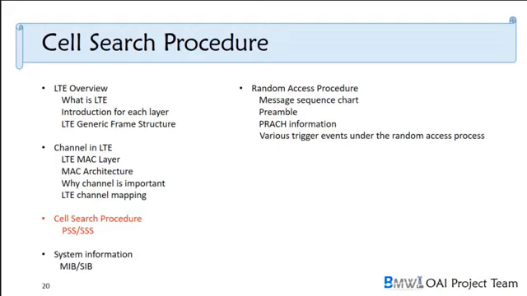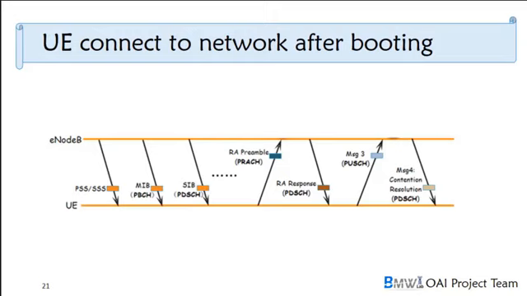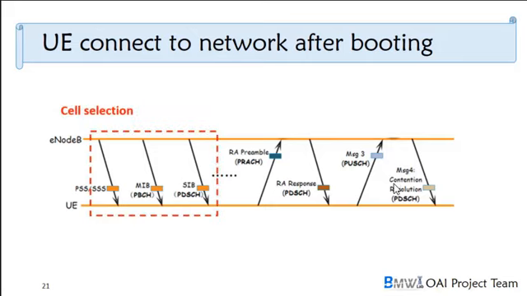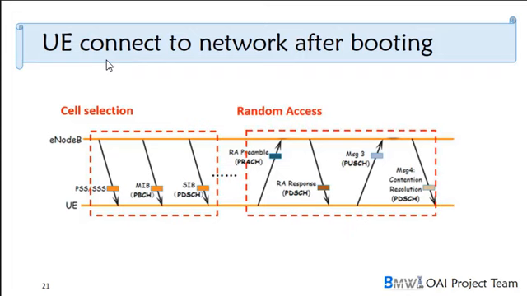We are starting the cell search procedure. In the beginning, I want to introduce: when we use our cell phones, we first have to search for the network. So in the beginning part, we will have a cell search, and it will transmit the PSS and SSS and MIB and SIB. After that, we will go to the random access part.